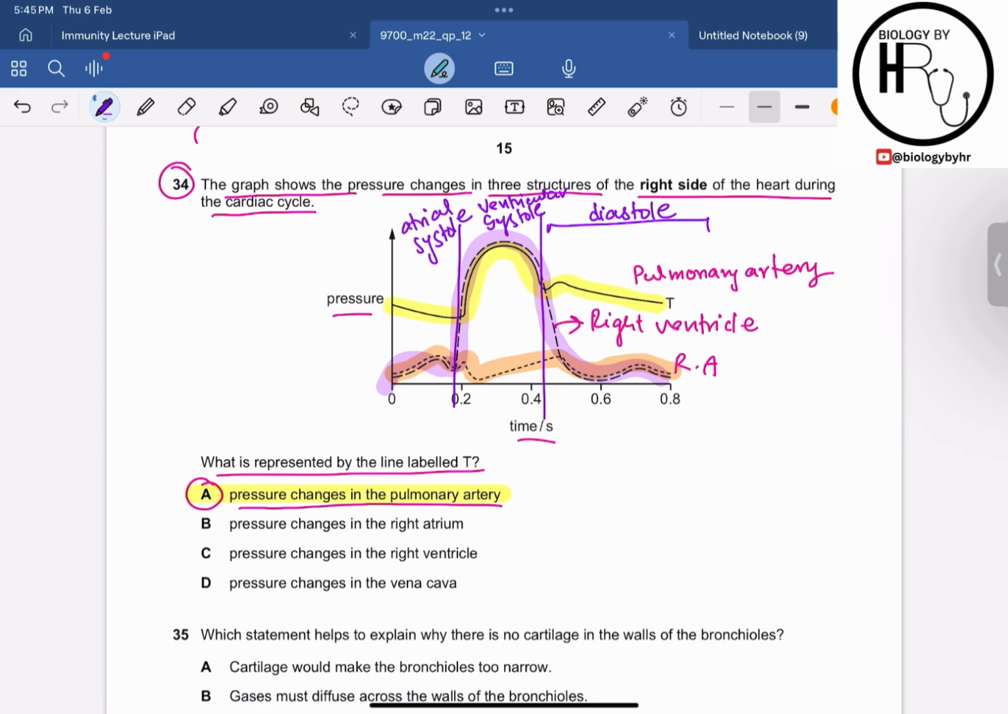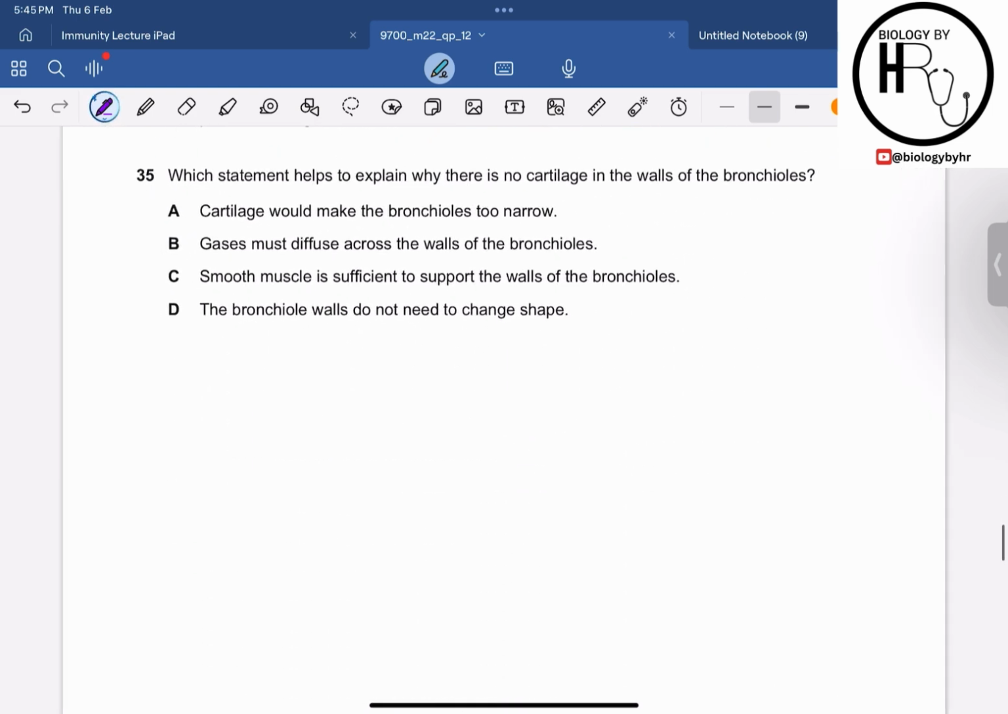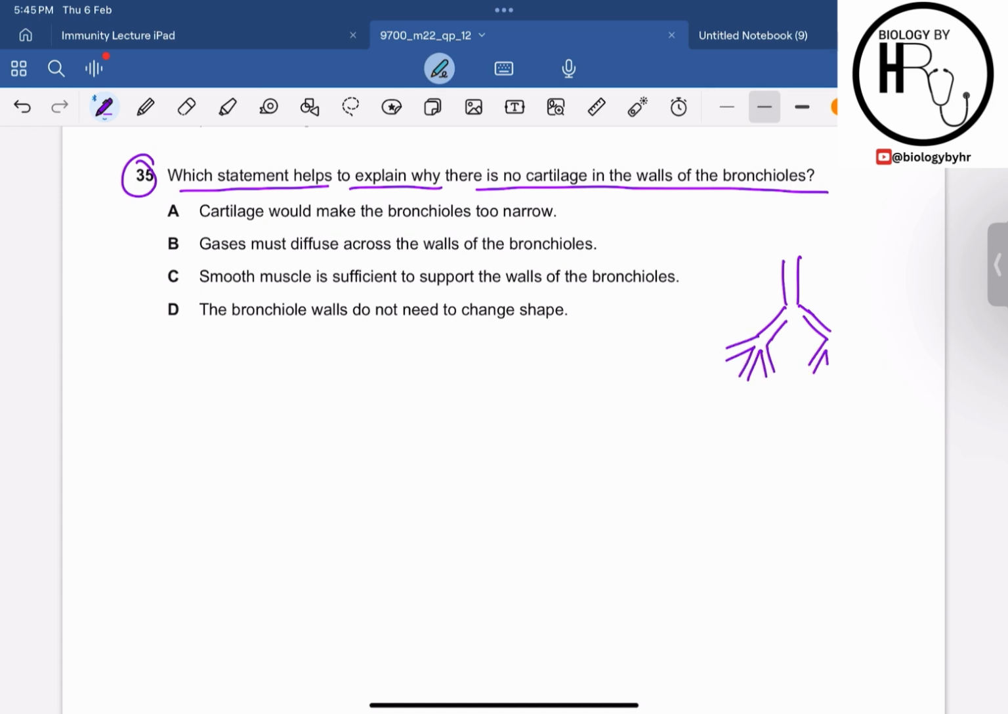Now let's move on to question 35, right? Question 35 says: which statement helps to explain why there is no cartilage in the walls of the bronchioles? Now we know that there comes the trachea, then there comes the bronchus, and then the bronchus divides into more branches which are known as the bronchioles, right? Now they are asking why no cartilage is present in the bronchioles. Cartilage would make the bronchioles too narrow. No, incorrect. Gases must diffuse across the walls of the bronchioles. No, gases only diffuse across the alveolus.